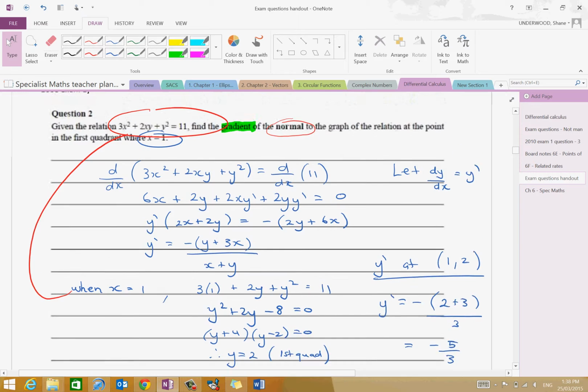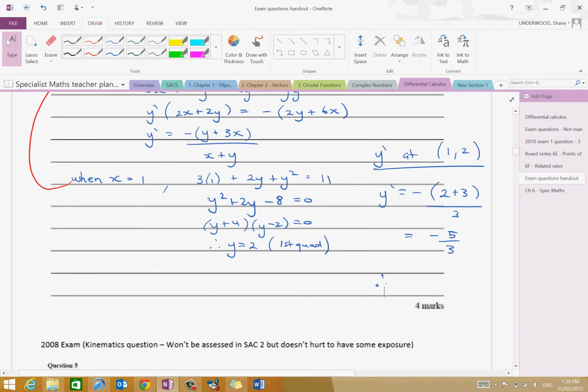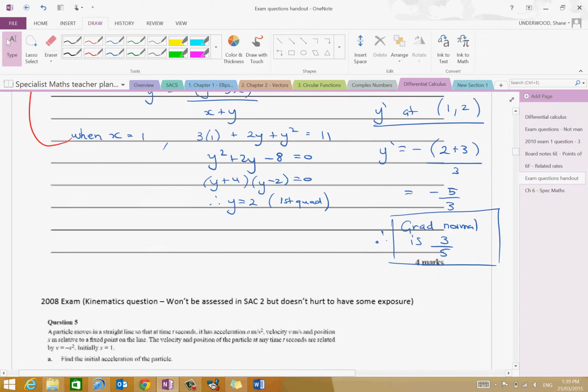Now, remember that because it says find the gradient of the normal, therefore, oops, I've lost my little pen for a second there. Therefore, we can just write out our answer. You don't have to show y or state the rule or anything. What is going on? Okay, therefore the gradient of the normal is 3/5. I just had to pause it. It just stalls sometimes. Is that okay? Yep. Good.